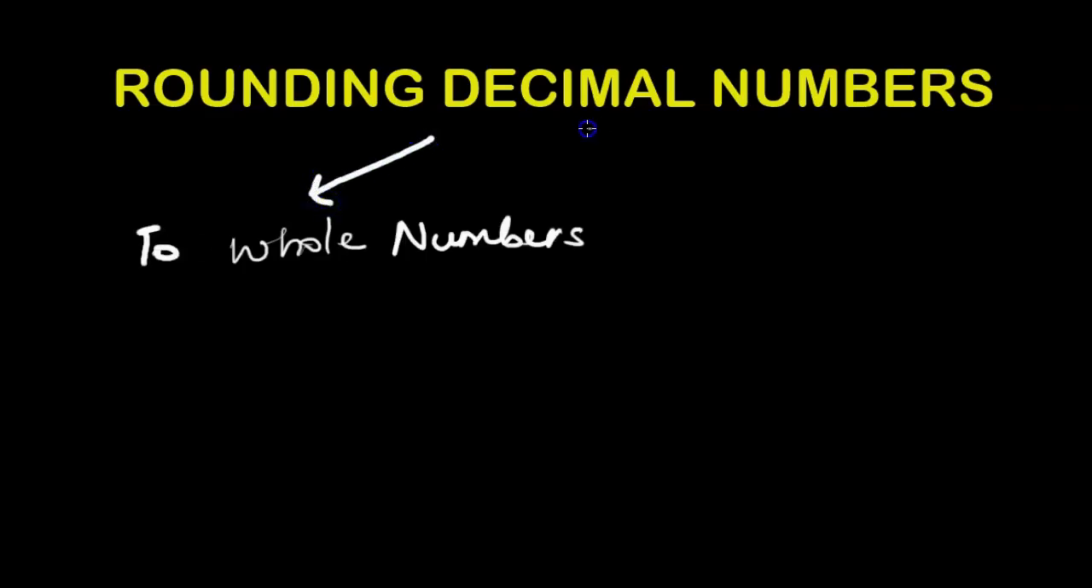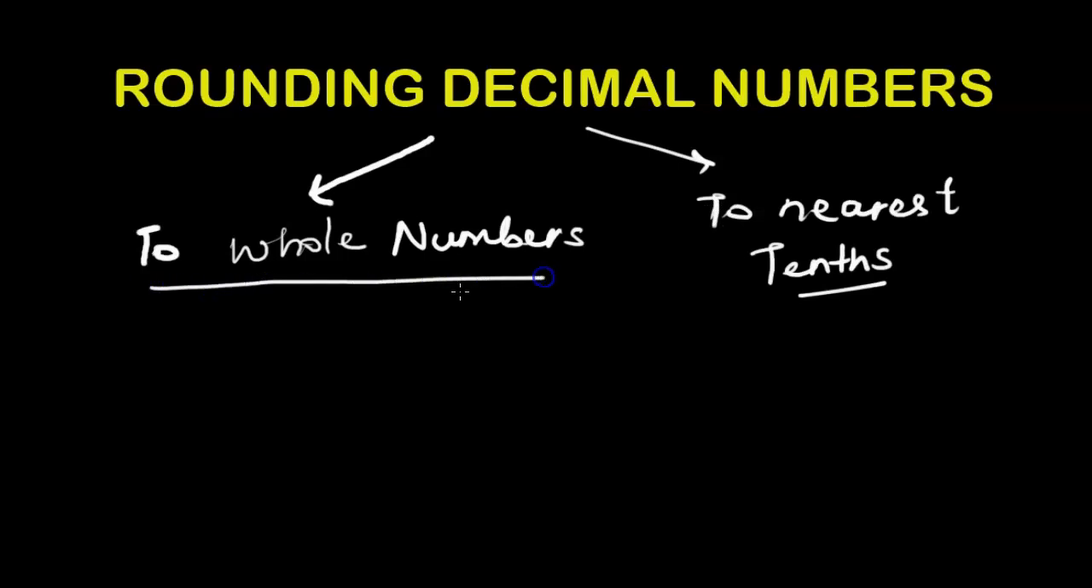In this video, we will be covering two types of rounding for decimal numbers. One is rounding decimals to whole numbers, and the other is rounding decimals to the nearest tenth. Let's take rounding decimal to whole number examples first. Let's say we are given the number 3154.24 and we are supposed to round it to a whole number.